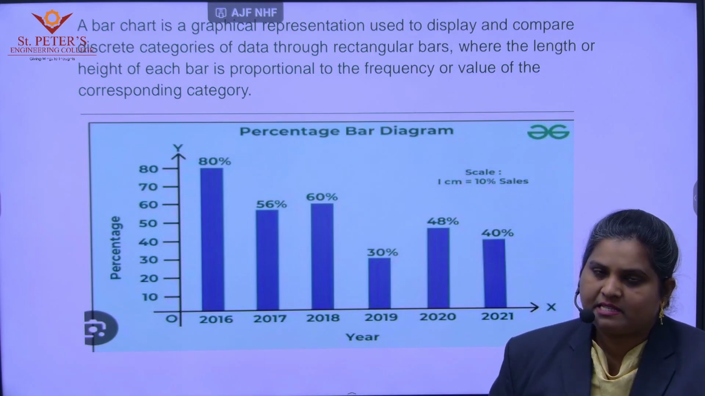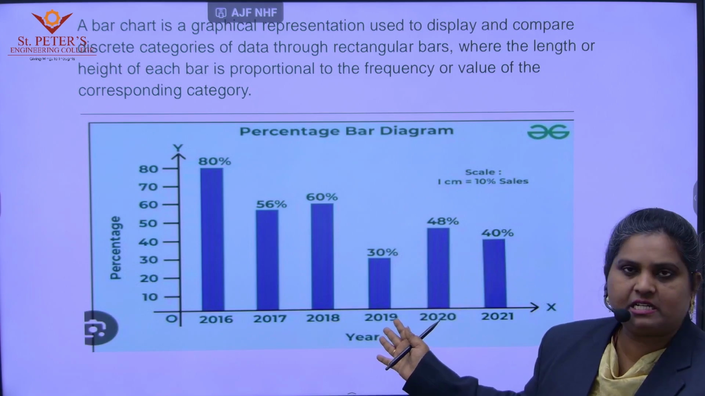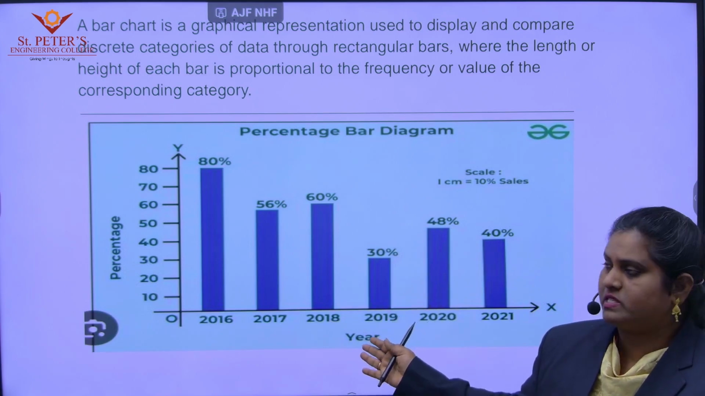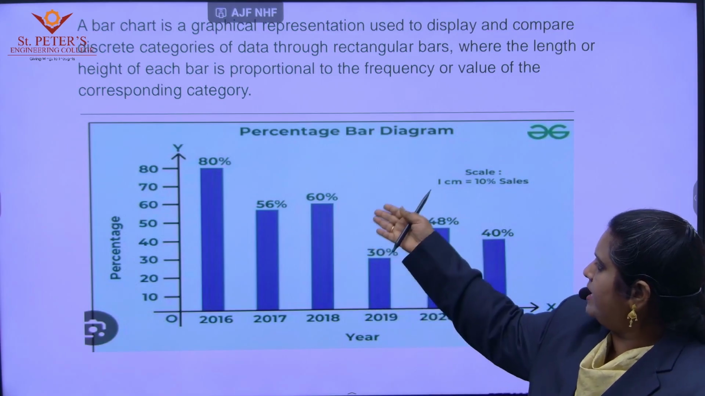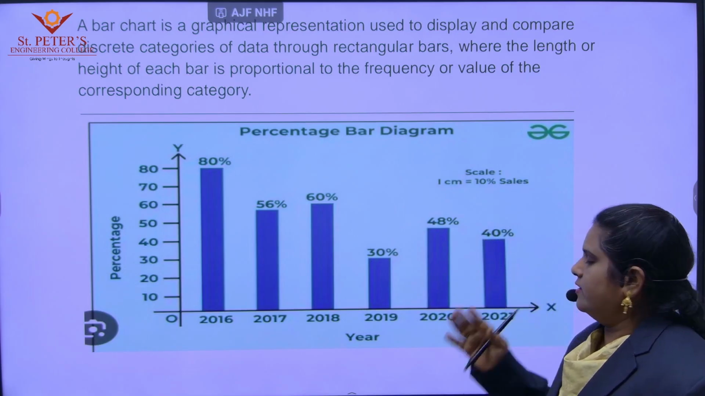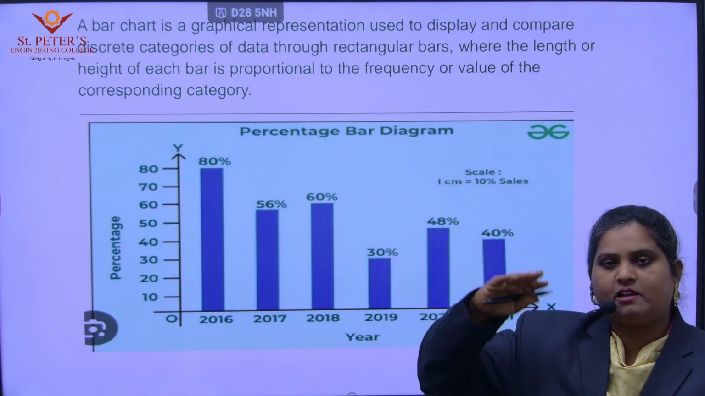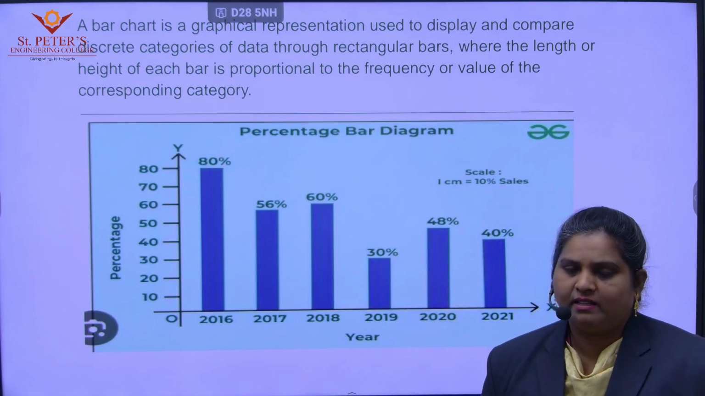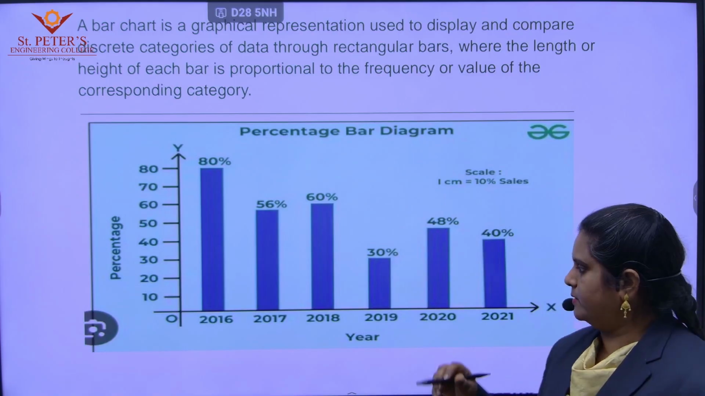80% was sold in the year 2016. The same product in 2017 reduced to 56. After some time it went to 60, then it went to 30, finally 48, like this. Yearly it is going somewhat down, and we can easily identify that with the help of the bar chart.